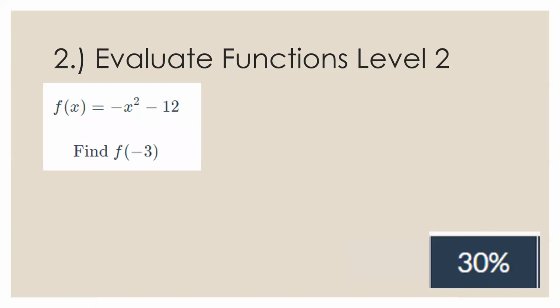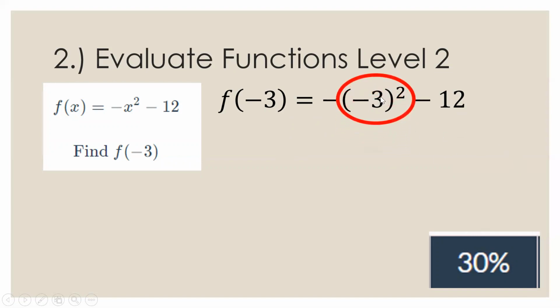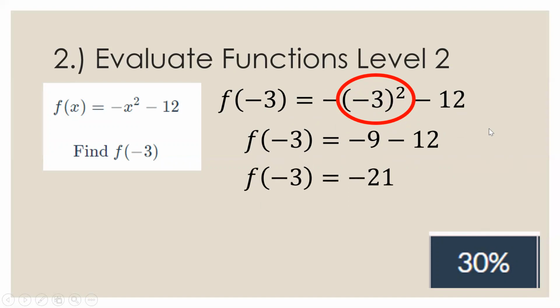We had 30% get this right. I think that the negative in front of your variable always throws students off. So we have negative x squared minus 12. When you go to plug it in, you still have that negative. Your x is negative 3, squared, and then minus 12. Remember, good old PEMDAS, you have to do exponents first. So you evaluate negative 3 squared, that's positive 9, and then you drop that other negative. So be careful with that. Negative 9 minus 12 gives you f of negative 3 equals negative 21. Just be careful with those negatives out in front of your variables.